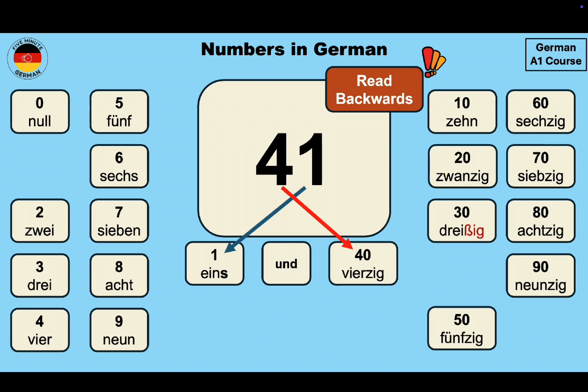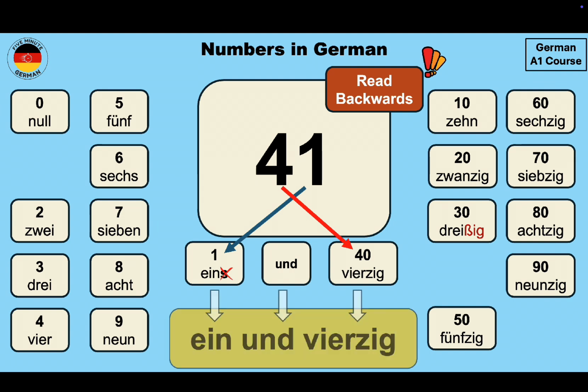Let's take another number, 41. So in case of 41, you have to keep a small thing in mind, and that is that the s at the end of the eins will be removed and it will be pronounced as 41 without the s at the end of eins. So 41, and it is written together as 41.